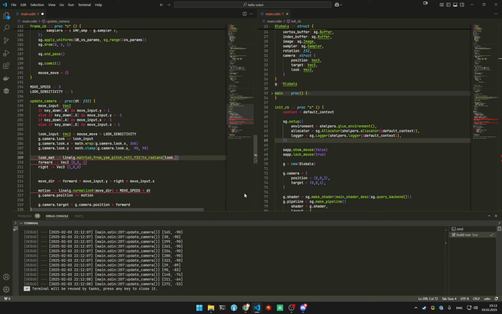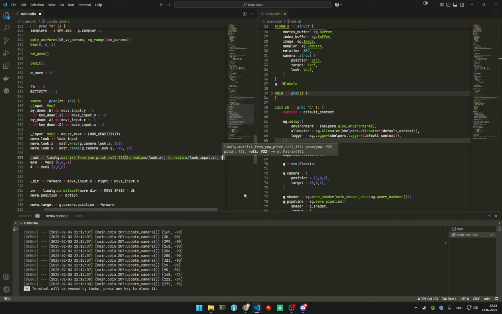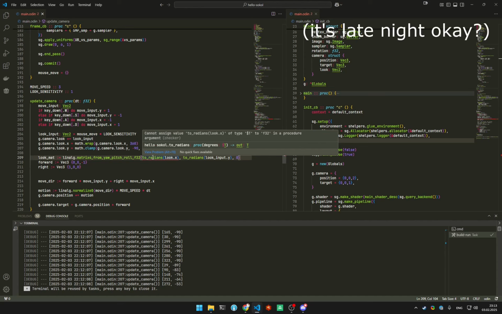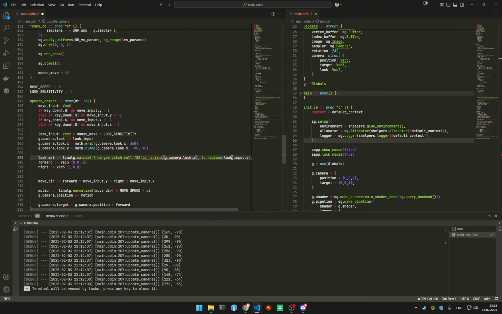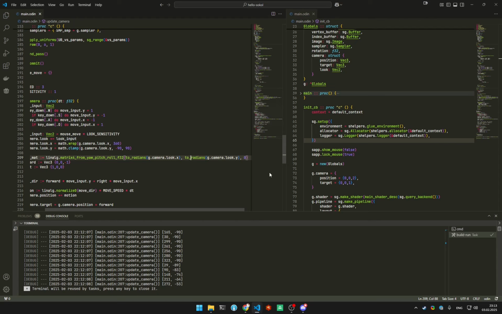So what is this? This is yaw. So yaw is X, and the pitch is look input Y, and the roll is something that we don't really use, so this is 0. This complains about can't assign to_radians of type T to, oh my god, really? Why? Because look is a weird undeclared variable, of course. I'm sorry, it's getting late. And here I also wrote some weird stuff like look input. So of course we want to use the camera look for that.